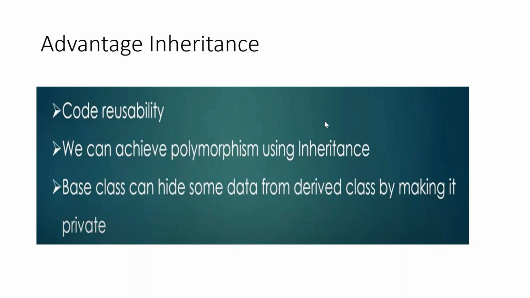Base class can hide some data from derived class by making it private. So there is a base class. I was telling about parent and child, right? So the other name for parent class is base class. The other name for child class is derived class. So it's not like always whatever is there in my parent class, I can take it in the child class. I can still go for the security concept. That is, I can still hide some of the data in my parent class from the child class. So that also I can do. So these things I'll be covering in my demo.